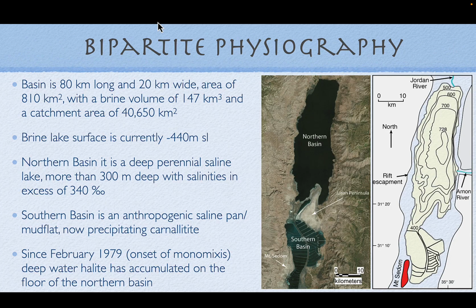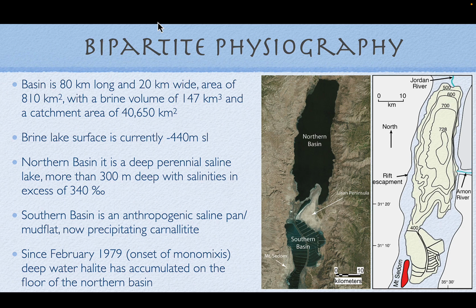The Dead Sea is about 80 kilometers long and 20 kilometers wide. Its area is around 800 square kilometers. It has a brine volume a little under 150 cubic kilometers with a catchment of around 40,000 square kilometers. Its current surface is about 440 meters below sea level. That current surface level divides it up into 2 basins. A northern basin, where in the sump of that basin we have halite saturated brines that are more than 300 meters deep, salinities in excess of 340 parts per mil.